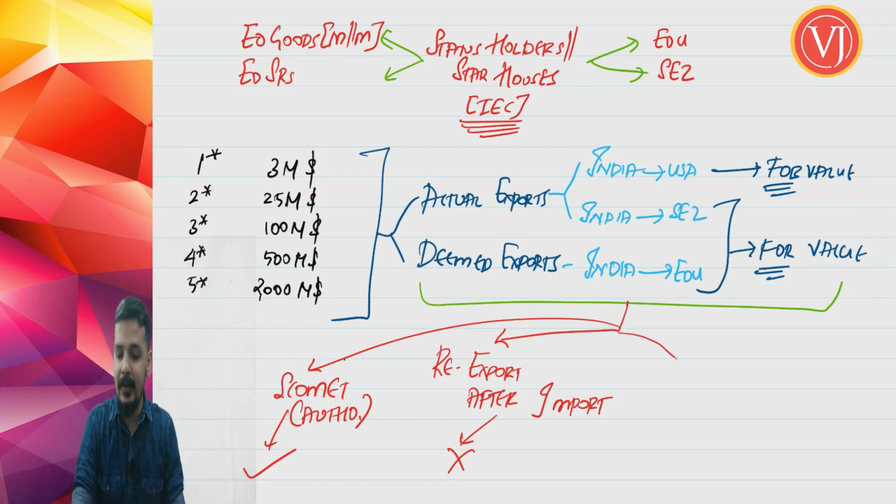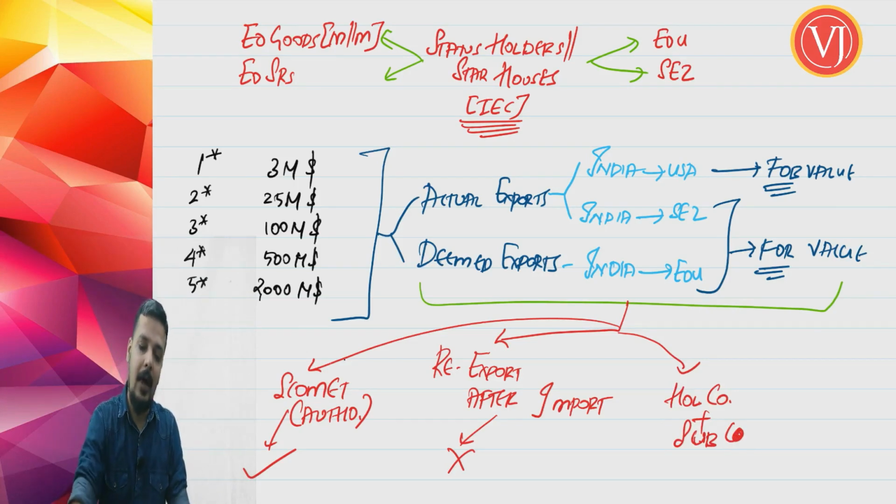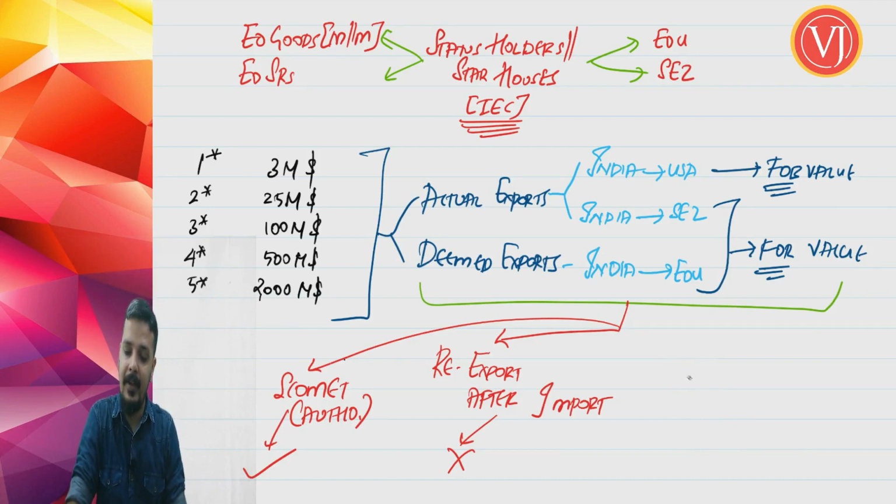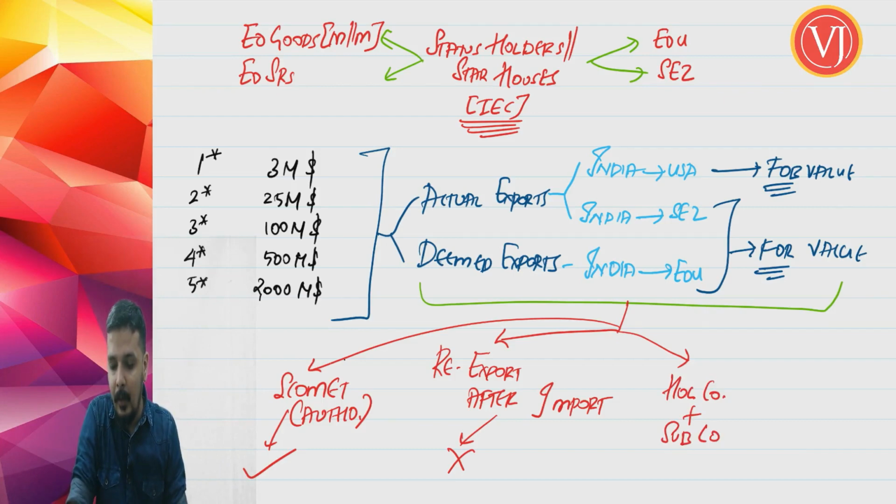Now, a few other things. Holding company plus subsidiary company, both will be added and consolidated to find the export performance. They have the benefit where the holding company and subsidiary company can club their turnover, export turnover, and apply for export recognition. So your holding company plus your subsidiary company will do clubbing and then apply for export performance.